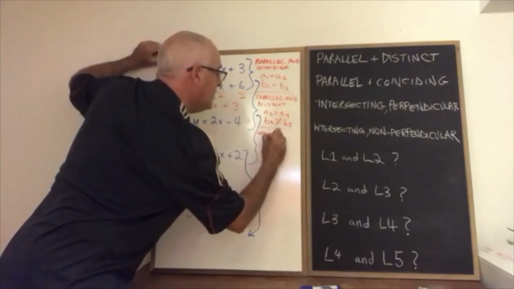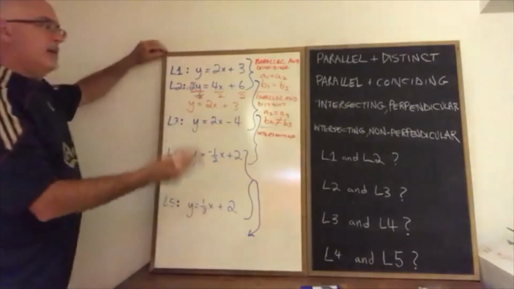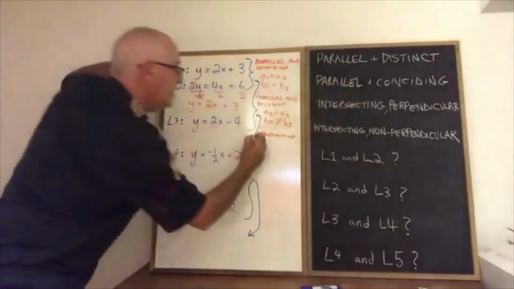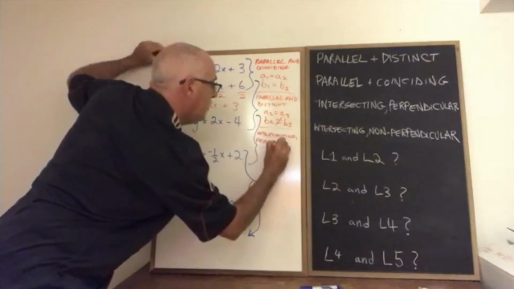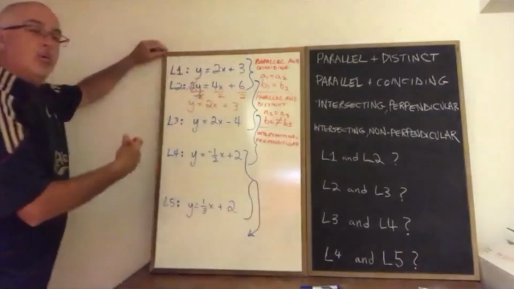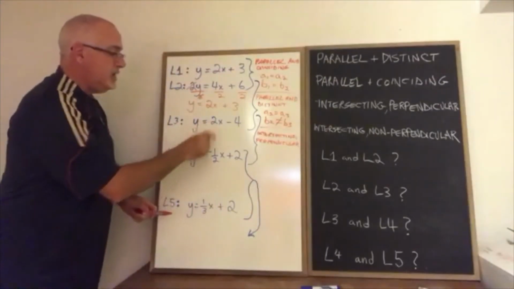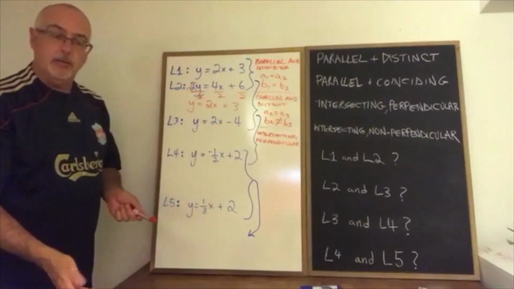I'm going to start writing the answer. They are intersecting, but are they intersecting perpendicularly or non-perpendicularly? The answer is perpendicular. How do I know? Well, at a glance, I know that 2 is the negative reciprocal of -0.5. That's one way of expressing it.